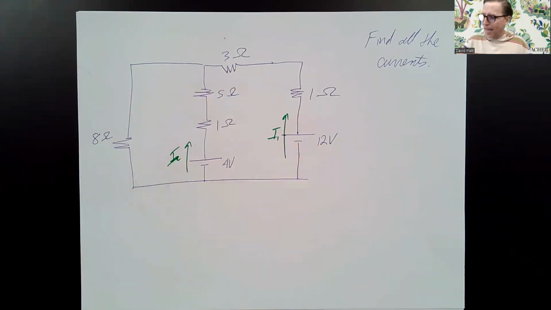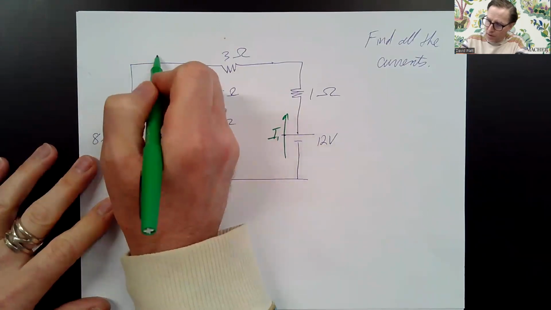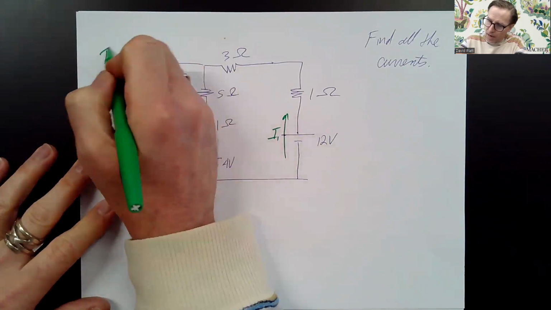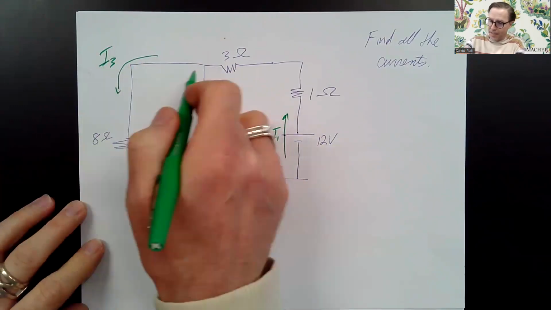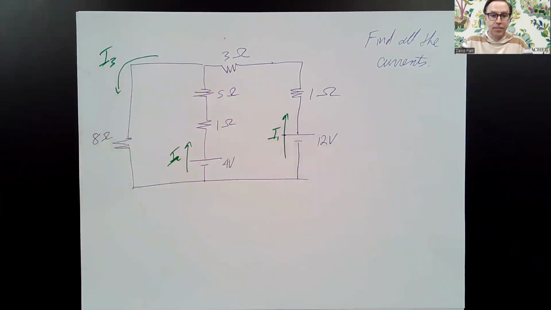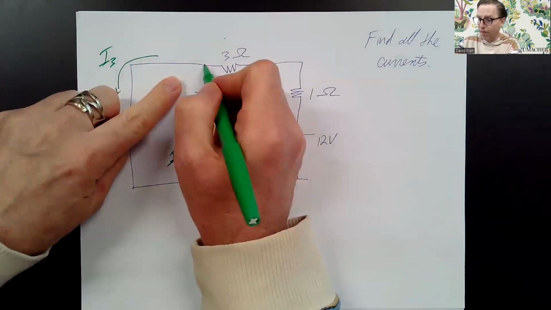So let's see what happens. I've got I1 and I2, and then I can call this current over here I3. I'd like to know that current as well, and I've guessed that it goes this direction. So now I'm ready to write a Kirchhoff's junction rule for here.